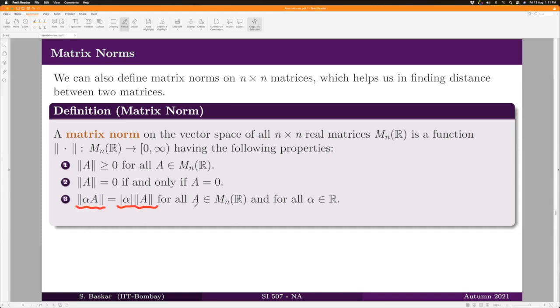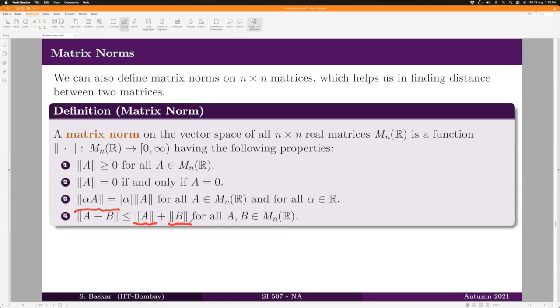And this will hold for any n cross n matrix with real entries and any real number alpha that you give. And finally, the triangle inequality. You take two matrices, A and B, give the sum of these matrices to your norm function. It gives you a value which is less than or equal to norm A plus norm B.